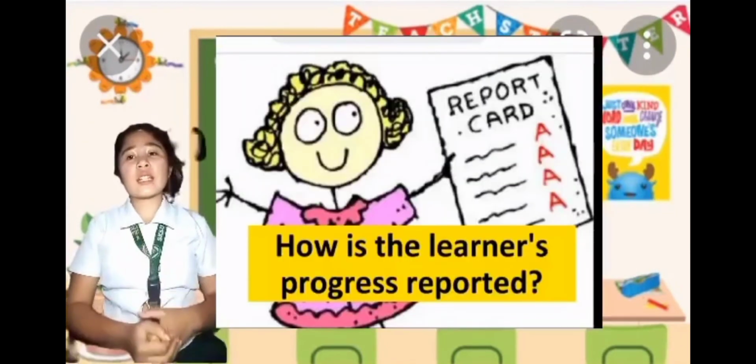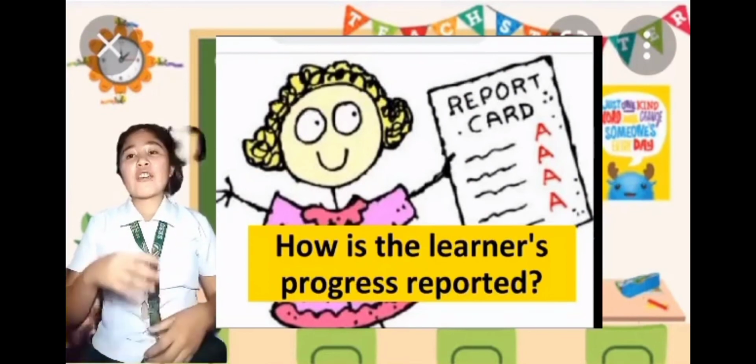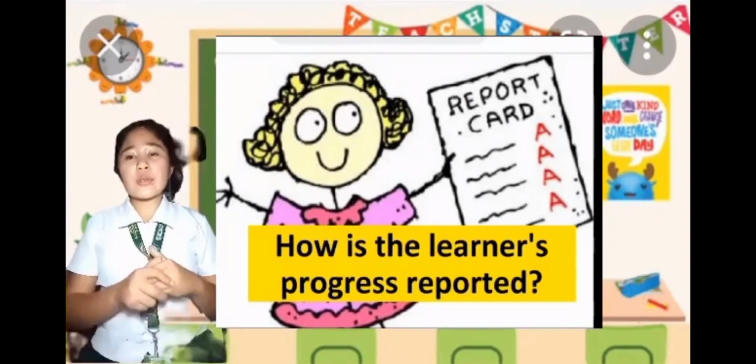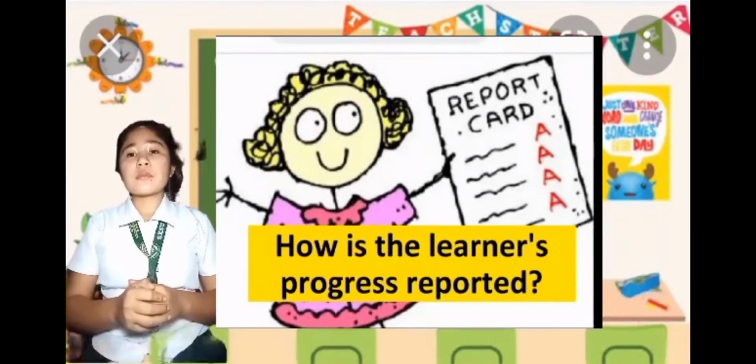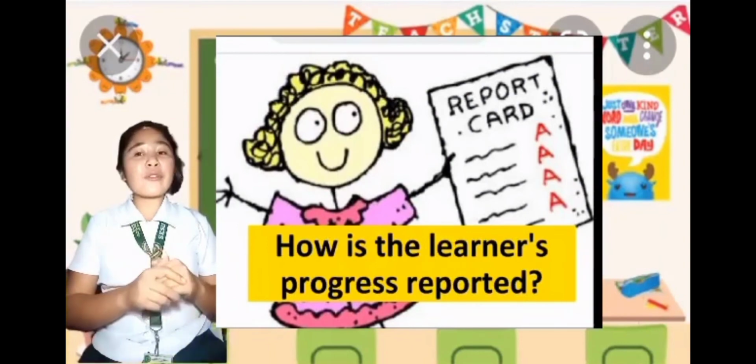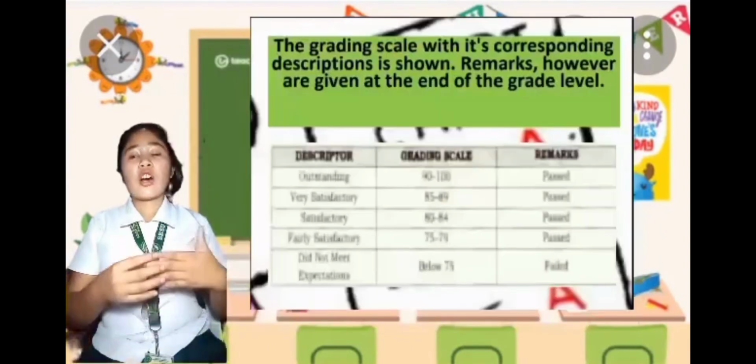The question is, how is the learner's progress reported? If the grading scale of the students corresponds to the description, and the remarks, passed or failed.